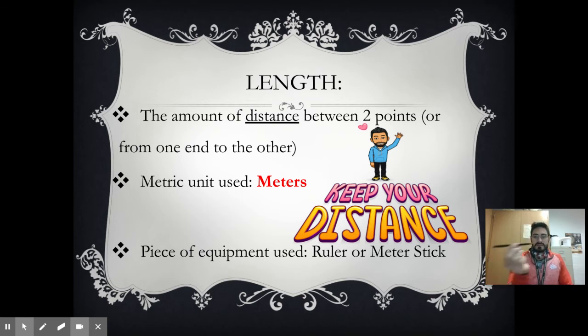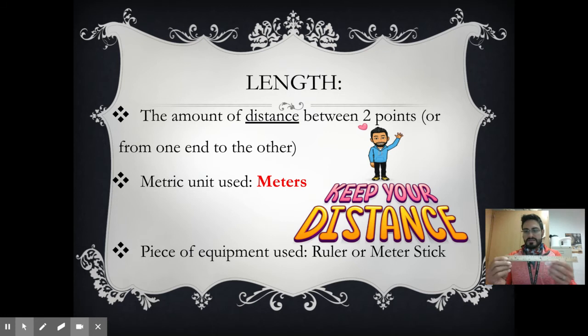So you could measure the length of this pen. Length is the distance between 2 points. The metric unit that we use is called the meter. Obviously, if you've had any experience measuring this, you know that this isn't measured in meters, and we'll talk about that in a second. But the piece of equipment you use is either a meter stick or this guy, which is a ruler, right? The meter stick is like this, but like way, way longer.